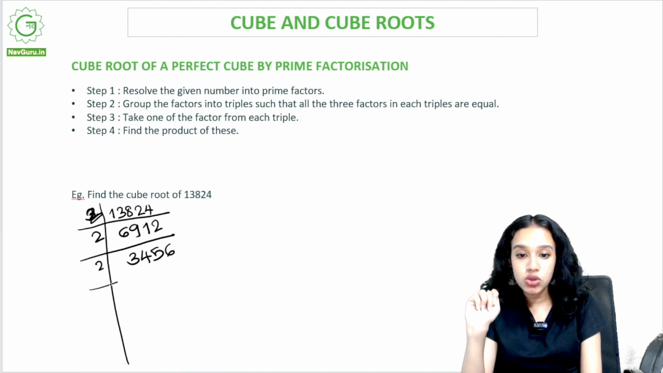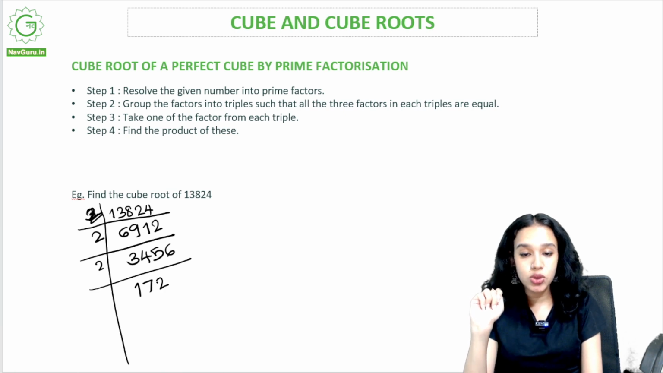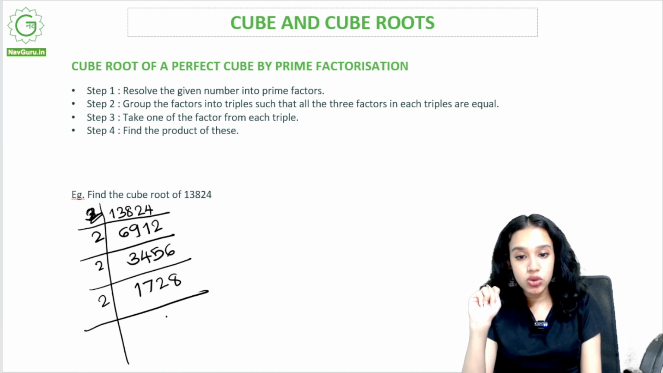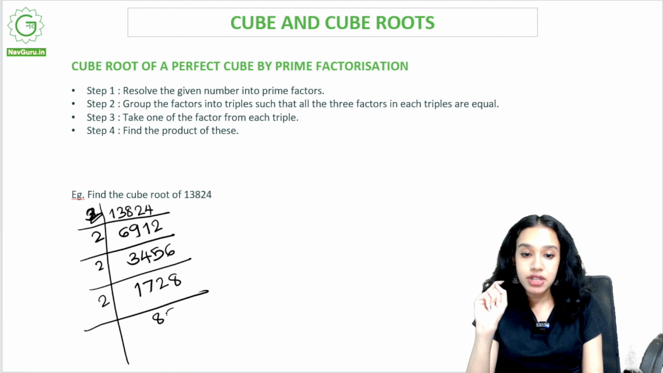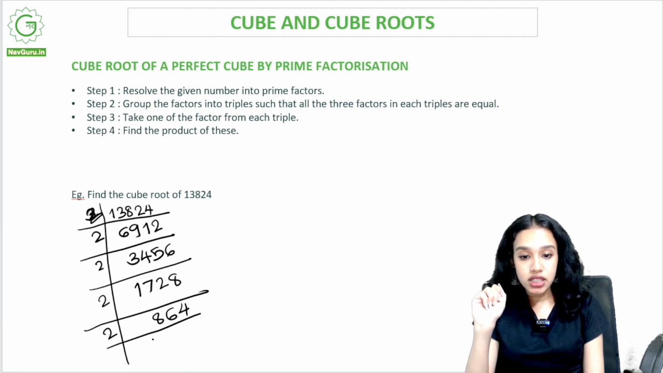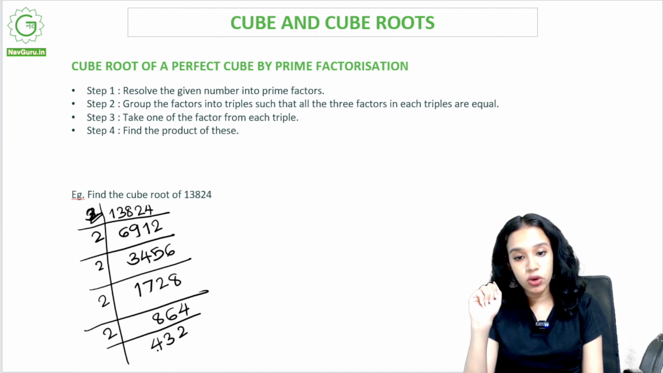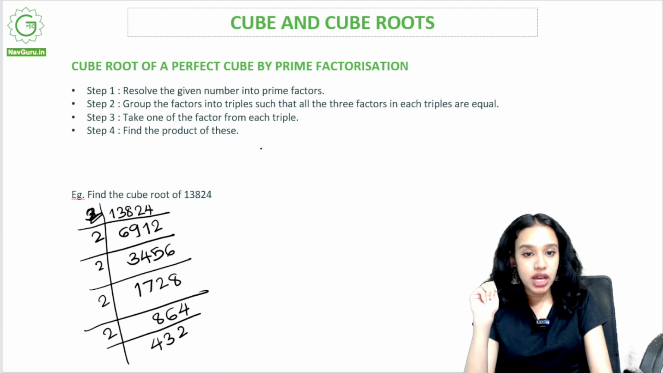Now again by 2, we'll get 1, 2 2s are 4, 7 2s are 14, and 8 2s are 16. Again by 2, we'll get 8 2s are 16, 1, and 2, we have 6 2s are 12, and 4 2s are 8. Again by 2, we'll get 4 2s are 8, 3 2s are 6, and 2 2s are 4, right?